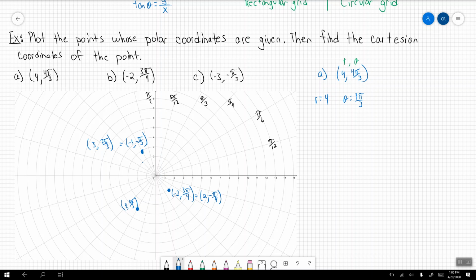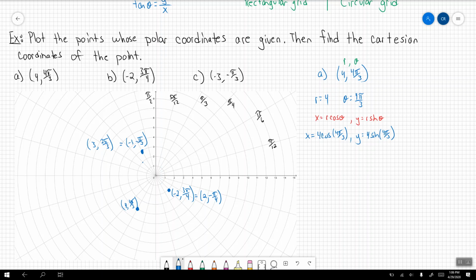Now all I need to do is extract what is x and what is y. In order to do that, I'm going to use my bridge, that x is equal to r times cosine theta, and y is equal to r times sine of theta. Since that's the case, I'm able to extract my x coordinate, which is just going to be 4 times cosine of 4 pi thirds. My y coordinate will be 4 times sine of 4 pi thirds. So all I need to do now is figure out what is 4 pi thirds.